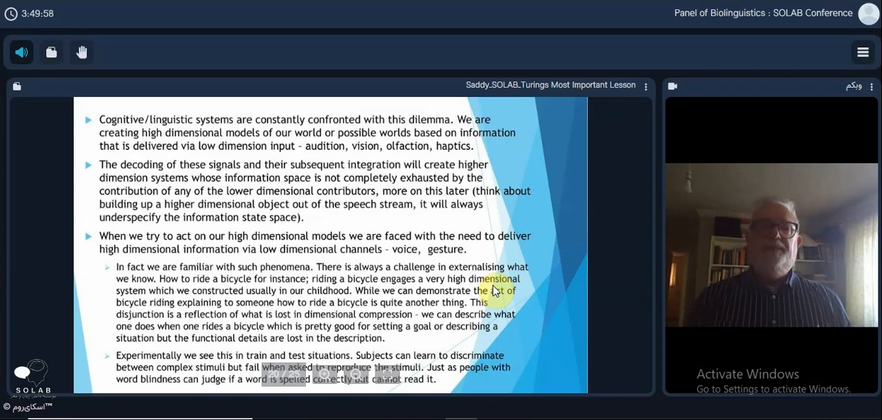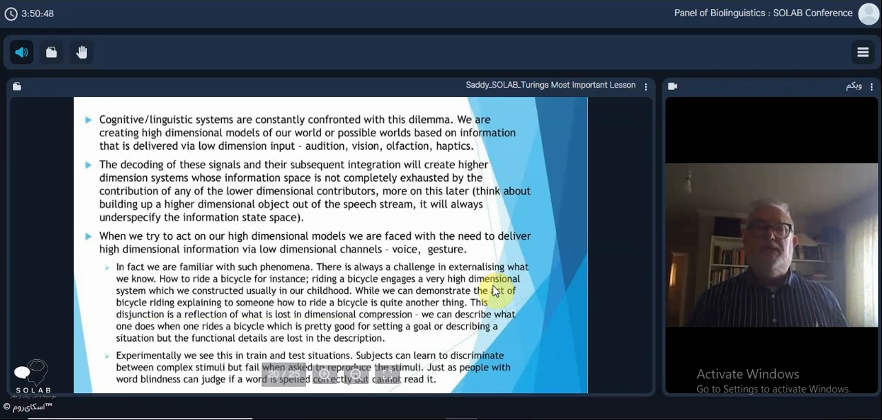We're familiar with this phenomenon. It's always a challenge in externalizing what we know. So for instance, we know how to ride a bicycle. That engages a very high dimensional system, which we constructed usually in our childhood. While we can demonstrate the act of bicycle riding, explaining it to someone is quite another thing. This disjunction between what we know and what we can actually express is a reflection of what's lost in dimensional compression. We can describe what one does when one rides a bicycle. It's pretty good for setting a goal or describing a situation, but it's totally useless if someone actually wants to learn how to ride a bicycle.